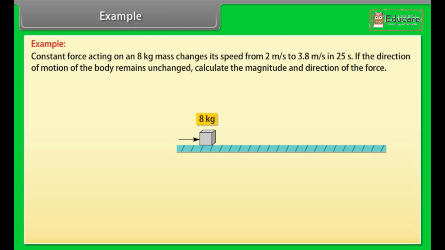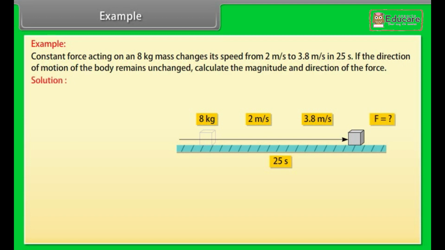Example: a constant force acting on an 8 kg mass changes its speed from 2 meter per second to 3.8 meter per second in 25 seconds. If the direction of motion of the body remains unchanged, calculate the magnitude and the direction of the force. Let's see the solution. Let's take an example of Newton's second law of motion.